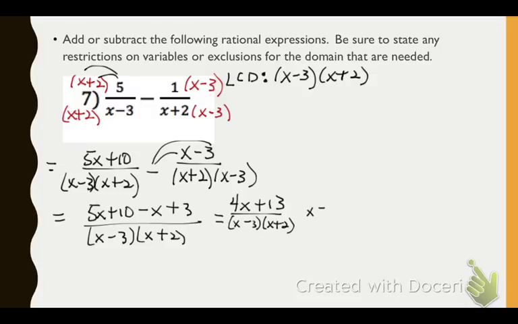So that expression is simplified. Now we'll just give our domain rule. So in the first expression, we need to exclude 3, because that would make that expression 0, and then negative 2. So our final answer is 4x plus 13 all over x minus 3 times x plus 2, and x cannot equal 3 or negative 2.